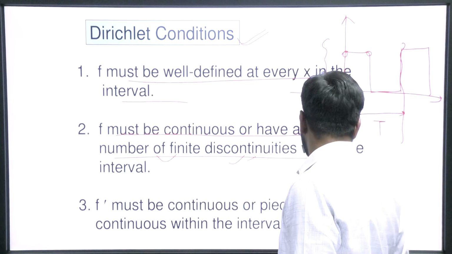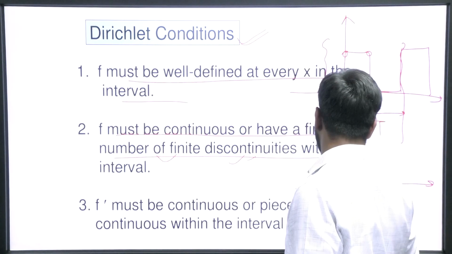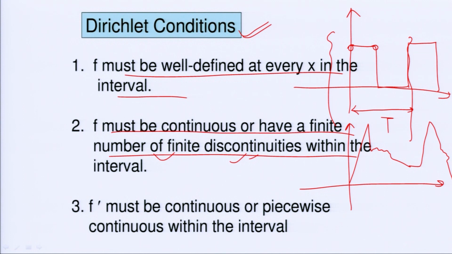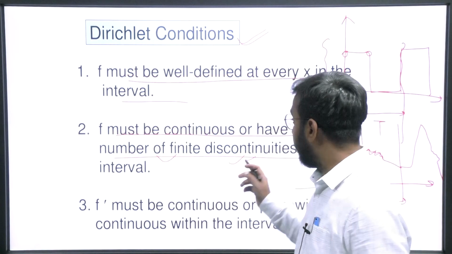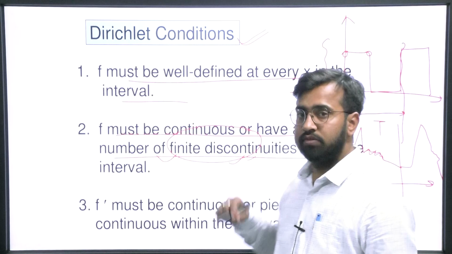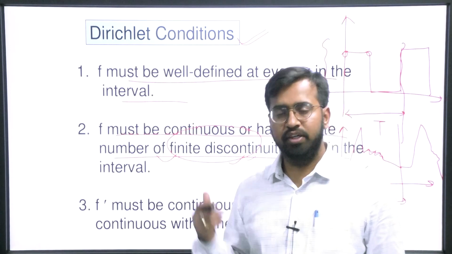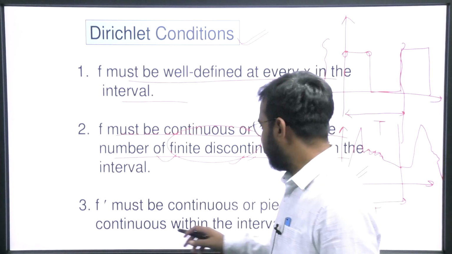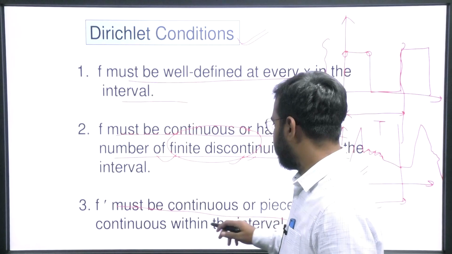But suppose we have a function like this, and this is its time period. We can see this function has so many discontinuities. It is not a finite number of discontinuities; it has many. So it violates one of the Dirichlet conditions. That means even if it is a periodic function, we still cannot represent it in the form of a Fourier series. Third, f dash must be continuous or piecewise continuous within the interval.